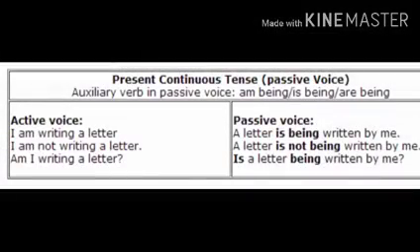Next, let's see present continuous tense. I am writing a letter. A letter is being written by me. I am not writing a letter. A letter is not being written by me. Am I writing a letter? Is a letter being written by me?